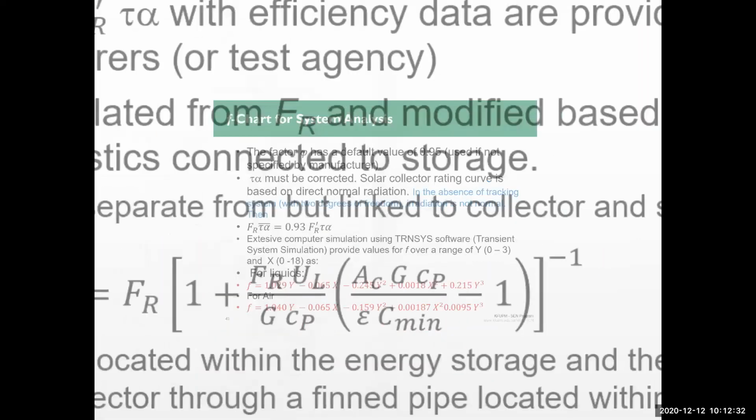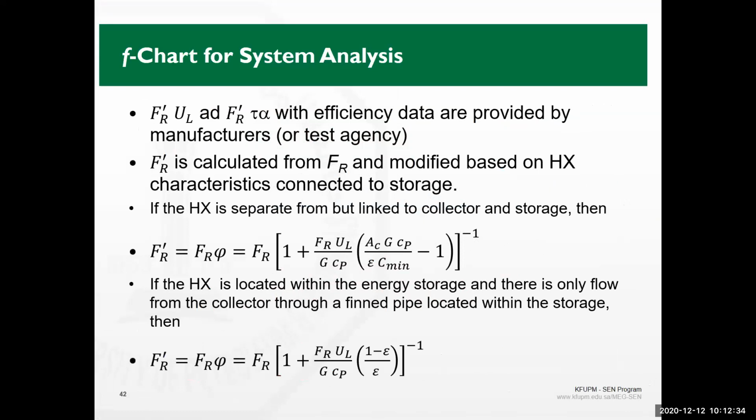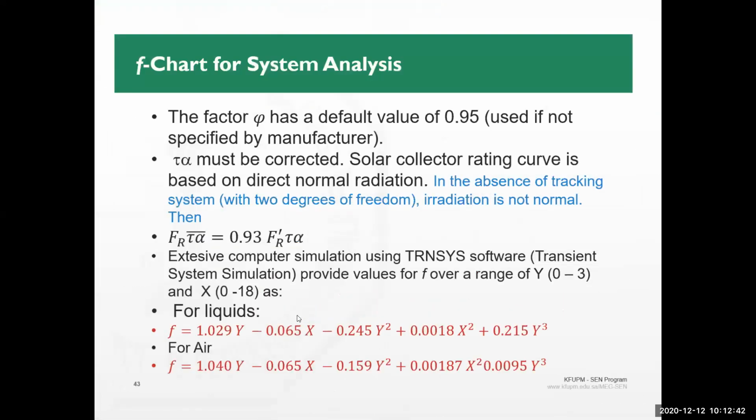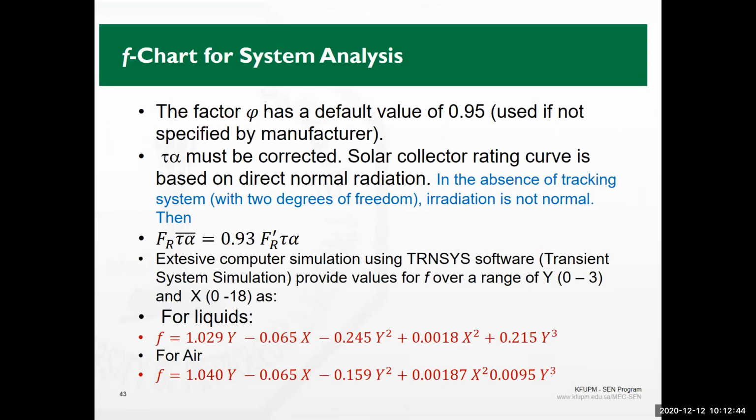The factor phi that we have here is the modification factor taking care of this quantity here and this quantity there. So this phi basically has a default value of 0.95. You would use this 0.95 if you do not have a value specified by the manufacturer. Say the manufacturer did not specify the correction value, then you can take a default of 0.95.